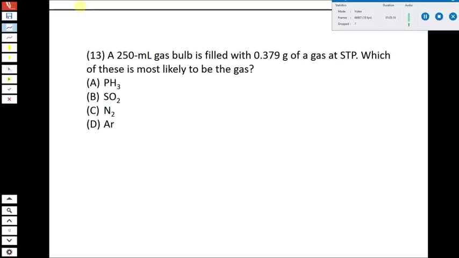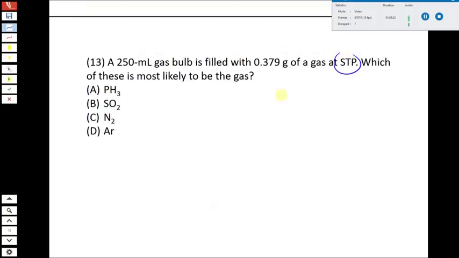250 milliliter gas bulb filled with 0.379 grams of a gas, again at STP, so we're using that same abbreviation STP, which tells us that our pressure is 1 atmosphere and our temperature is 273, so we know the temperature and pressure. Which of these is most likely to be the gas? So this problem deals with the density of a gas, because we have the mass and the volume of the gas. We know the mass and volume, that's density, and we also know from PV equals nRT we can derive an equation that involves density or involves the mass more generally.